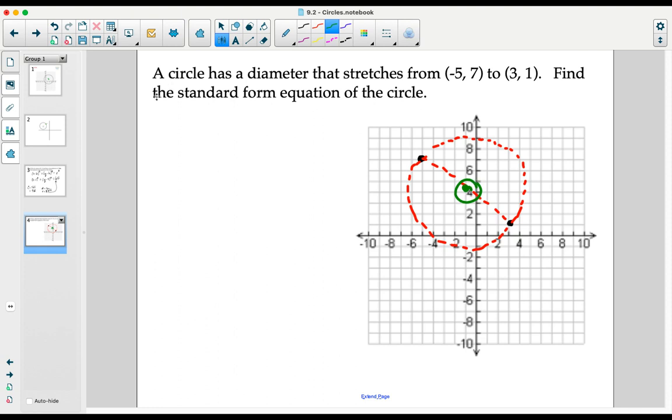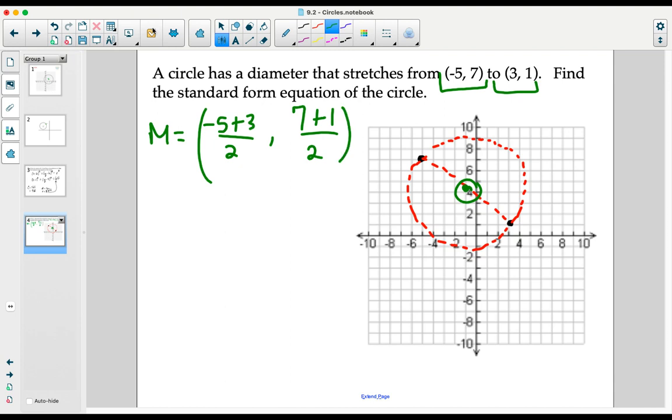That center of the circle is found at the midpoint of (−5, 7) and (3, 1). And frankly, it's found at the midpoint of any one of the diameters. So let's determine the midpoint. And you might remember this from previous coursework as well. The midpoint is found at the average of the two x coordinates and the average of the two y coordinates. So we add them together and divide by 2. Meaning our midpoint is going to be found at the point (−1, 4), which is about where we drew it, right about there.